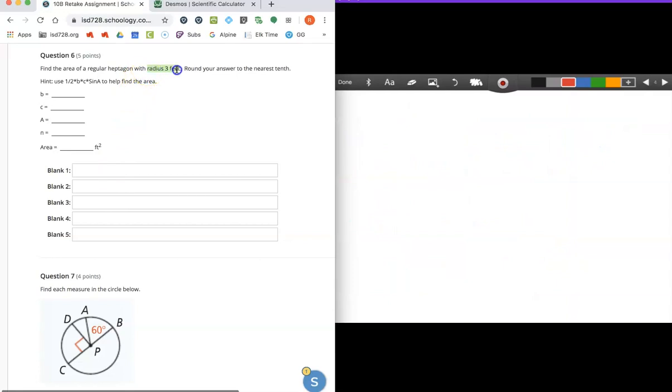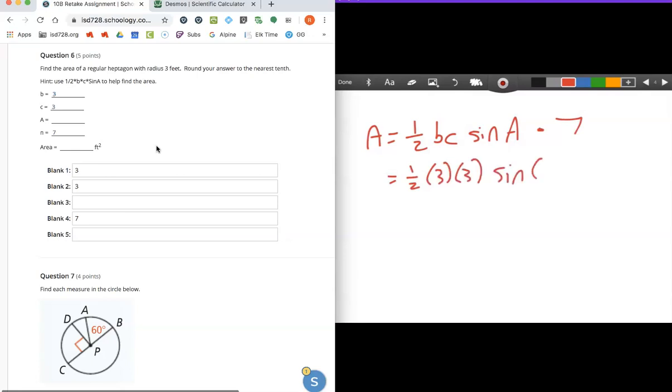Since they gave us a radius of 3, we're going to use this formula, 1/2 BC sine of A, to get that area. So B is 3. That's the radius, which is the same as C. A, we're going to figure out. We know N for a heptagon is 7. So we're going to do 1/2 BC sine of A. We're going to multiply by 7 because it's a heptagon. So we have 1/2, we have 3 times 3. The one thing we got to figure out is what A is, and then we're ready for the calculator.